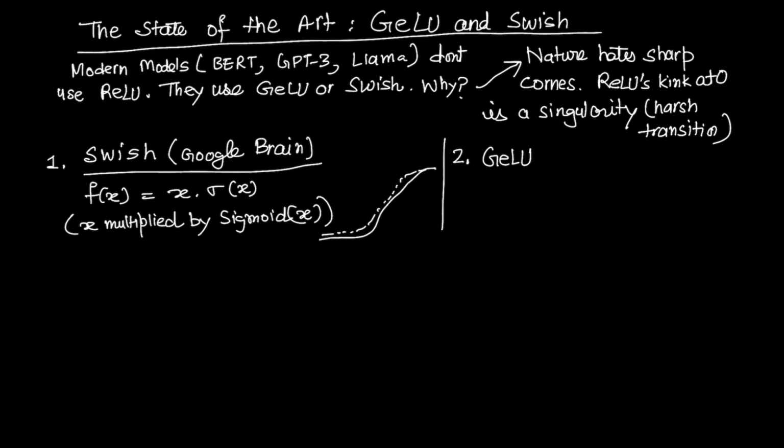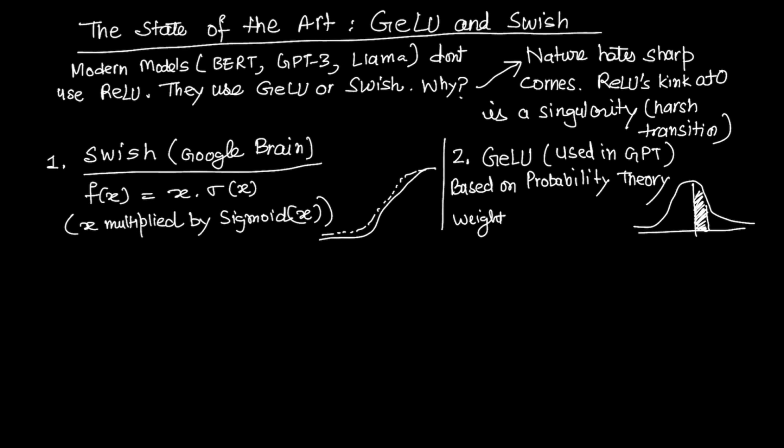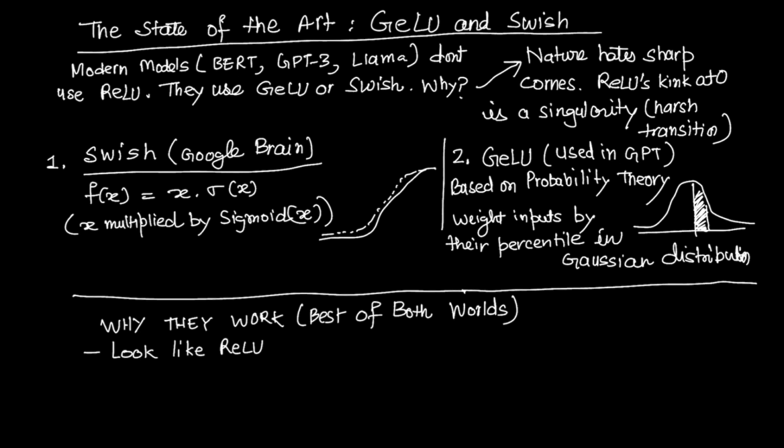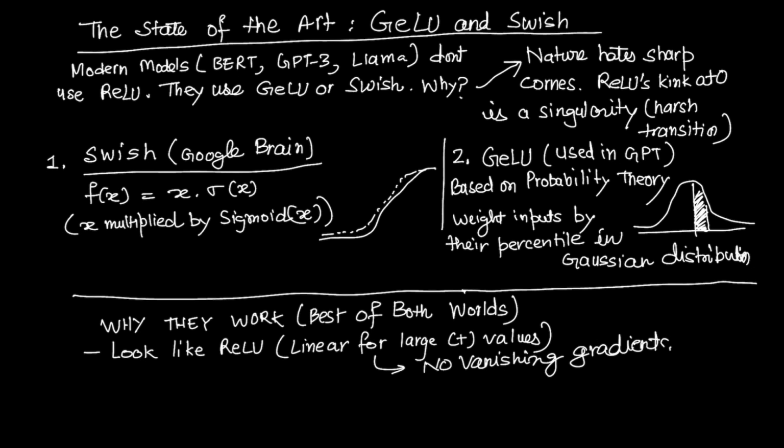GELU, used in GPT, is based on probability theory. It weighs inputs by their percentile in a Gaussian distribution. These functions combine the best of both worlds. They look like ReLU, or linear, for large positive values, so they don't have a vanishing gradient, but they're smooth around 0, allowing for subtle negative values.